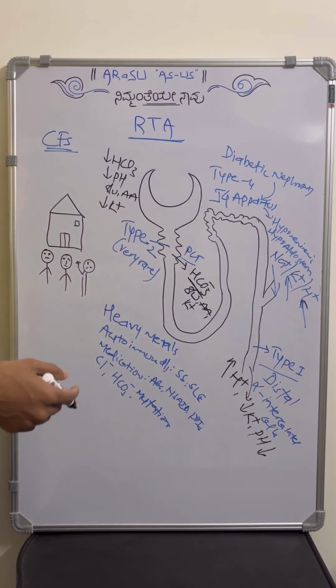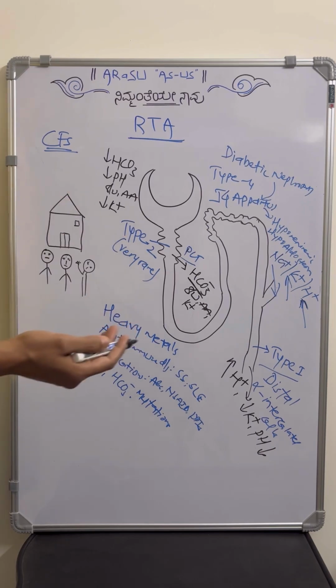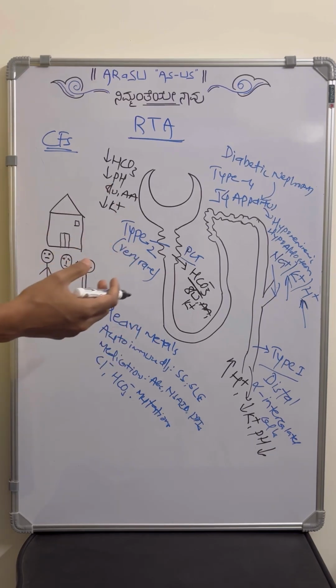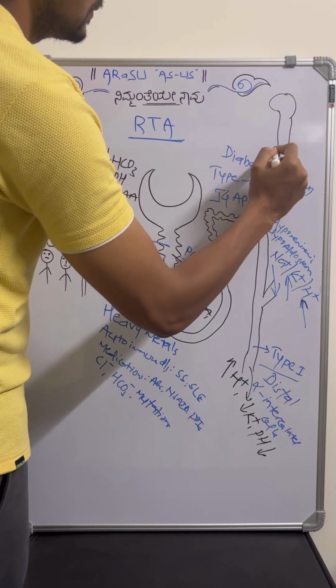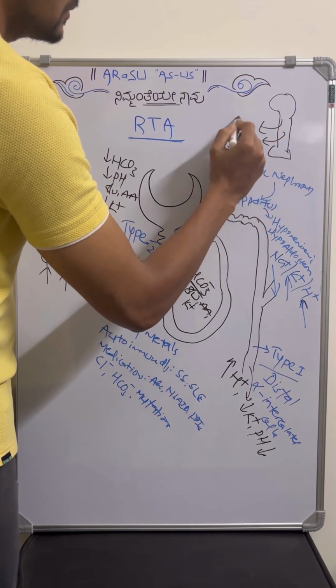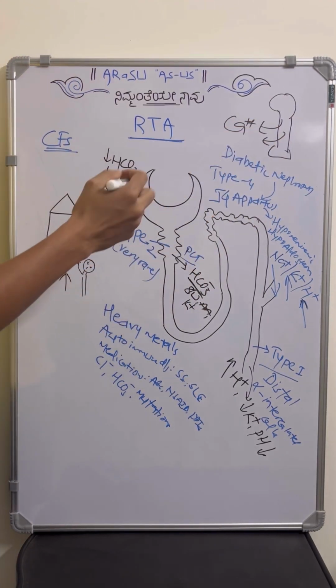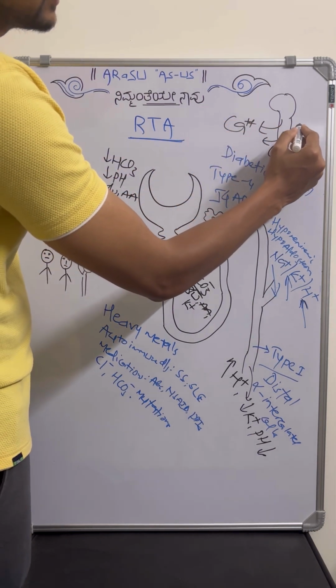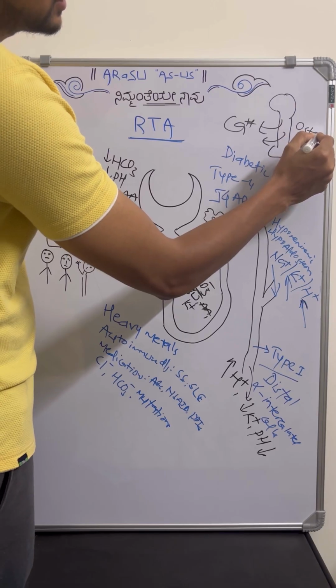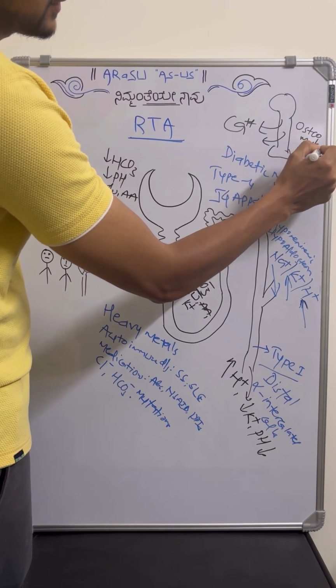And one more important thing is, whenever there is excess acid in the body or blood, it will try to leach out the calcium out of bones. So calcium will start coming out of the bones. So this will lead to weak bones, that is osteomalacia, weak bones.